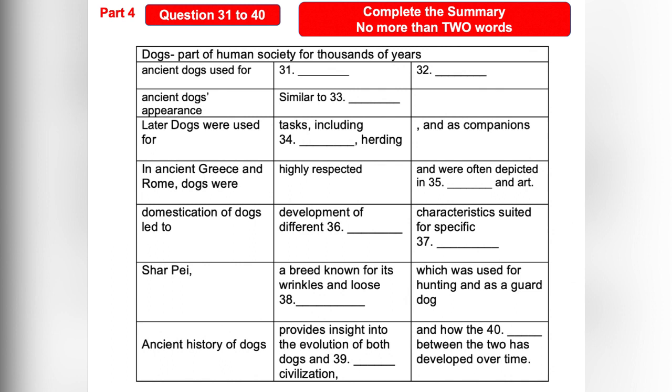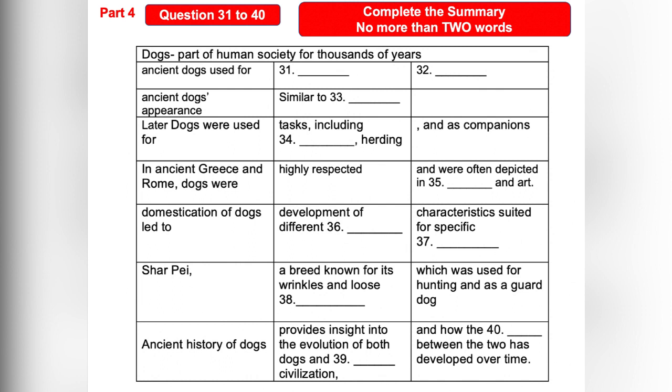The earliest evidence of domesticated dogs dates back to around 15,000 years ago, during the late Paleolithic period. These ancient dogs were likely used for hunting and as guard animals, and were likely similar in appearance to modern-day wolves. As human civilization developed, so did the relationship between dogs and humans. Dogs were used for a variety of tasks, including hunting, herding, and as companions.